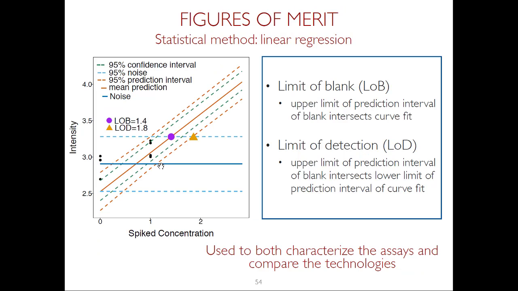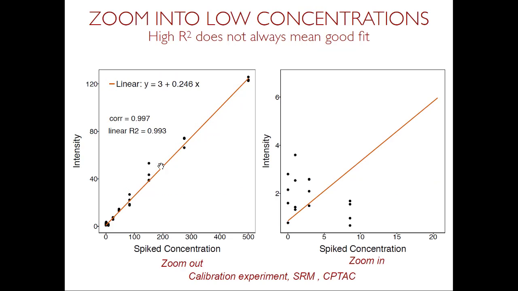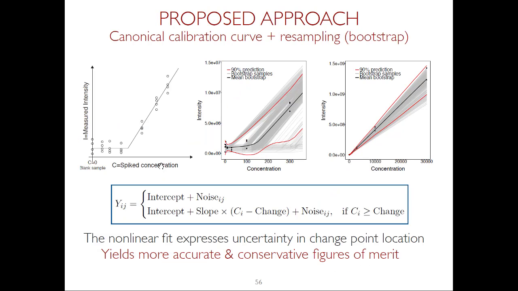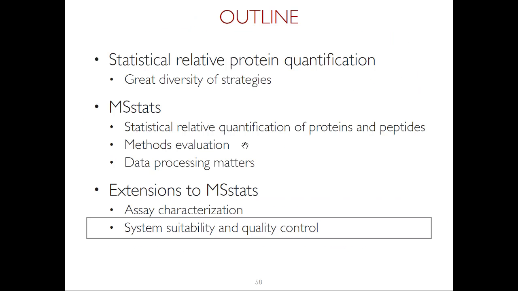And for large-scale studies where it's not possible to spike in standards always in the linear portion of the dynamic range, we have an approach to fit what we call a canonical calibration curve, and characterize the uncertainty in this change point. It gives us a nonlinear curve fit in a way that we can demonstrate quantifies the limits of detection and limits of quantification more accurately than just trying to fit a straight line. I'm happy to tell you that during the break if you would like.